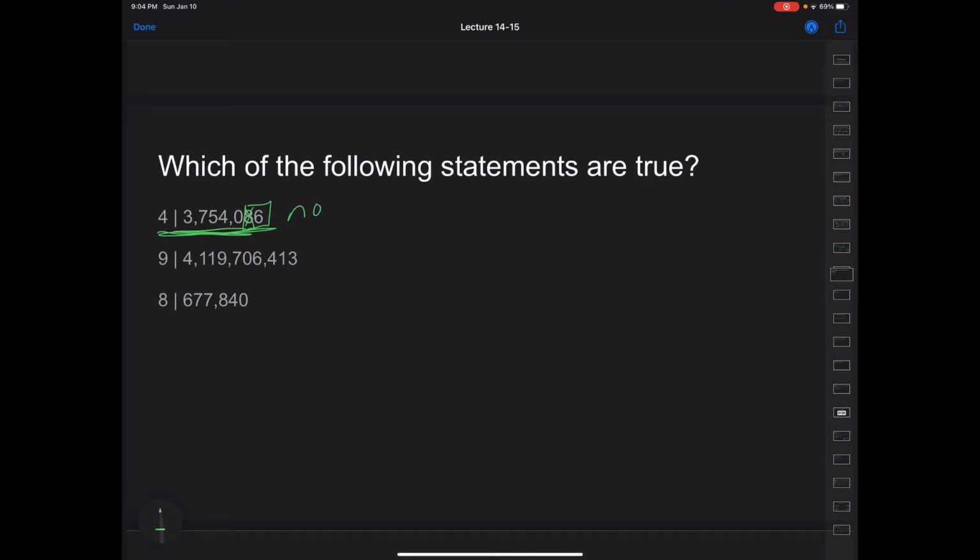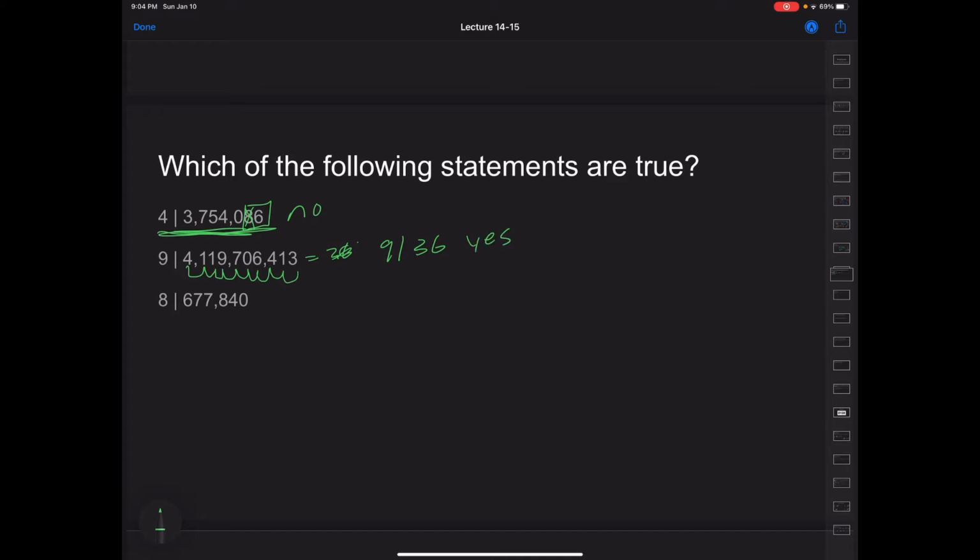To figure out if something's divisible by 9, we have to add all the digits up. So we get 4 plus 1 is 5, plus 1 is 6, plus 9 is 15, plus 7 is 22, plus 0 is 22, plus 6 is 28, plus 4 is 32, plus 1 is 33, plus 3 is 36. And since the sum of our digits is 36, which is divisible by 9, or 9 divides 36, we know that 9 divides this big number as well, so this one's going to be a yes.